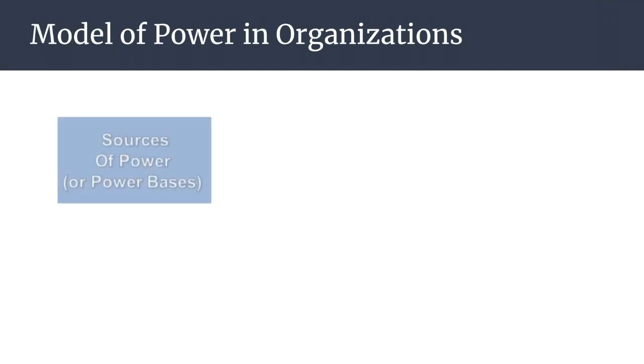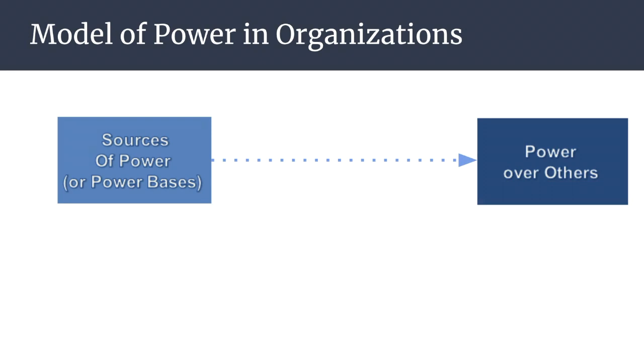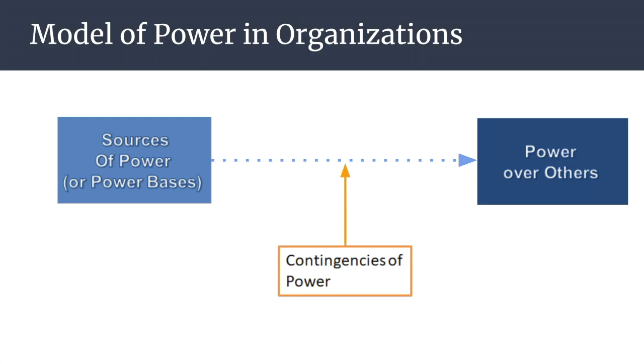Thanks, Charlotte. Let's start by using a graphic to explain the model of power in organizations. So it starts with the sources of power, or what can be called power bases. And it's how we look at using those sources of power to basically influence others and have power over them. It is also important to note that there are contingencies of power. Let's dive a little deeper.